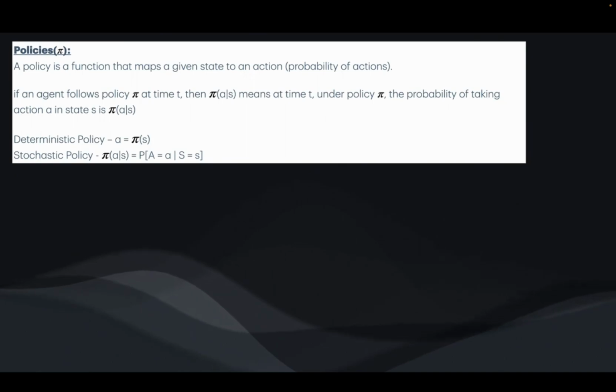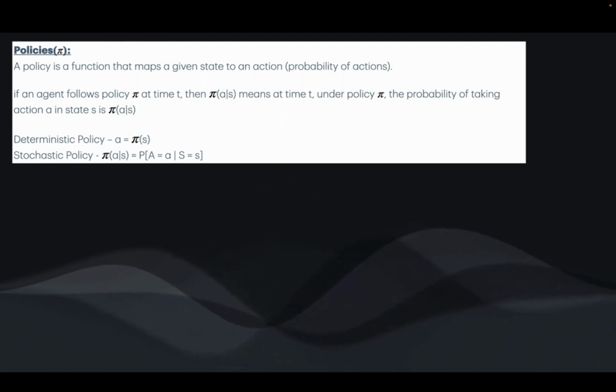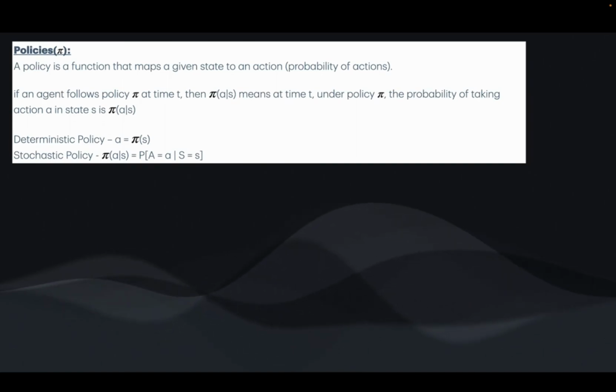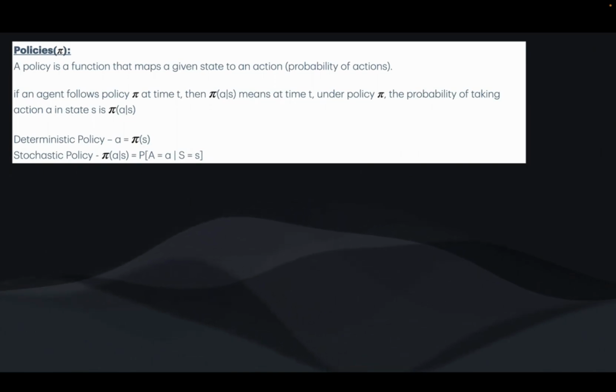If an agent follows a policy pi at a time t, then pi(a|s) means that at time t under the policy pi, the agent is following a certain policy. The probability of taking action a in state s is pi(a|s). This is how you can denote a policy. A policy is nothing but a mapping of actions to a given state. For a deterministic policy, it is a = pi(s), but in a stochastic environment, you come up with a stochastic policy, which is pi(a|s), the probability of taking action a being in state s. This is what I was trying to explain.